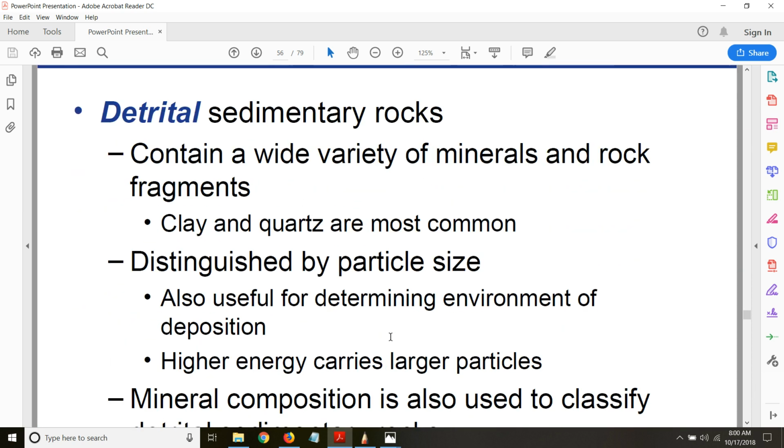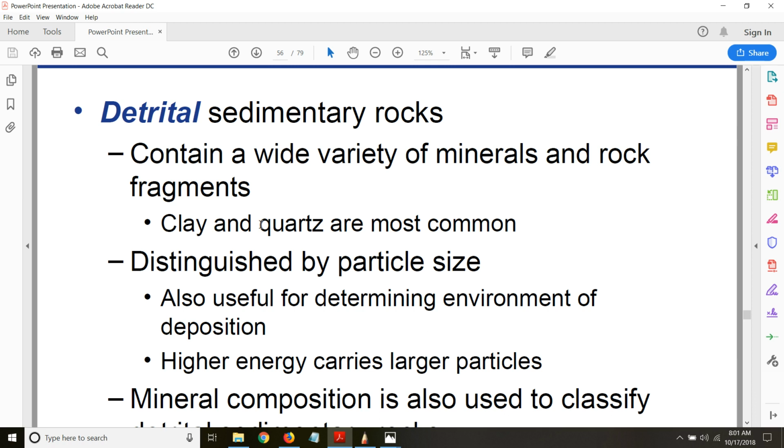Here is detrital sedimentary rock. These contain a wide variety of minerals and rock fragments. Clay and quartz are most common. Clay is most common because it is leftover or residue from the feldspar mineral, right? Feldspar is the most common mineral in our earth crust, and after going through the weathering process, the feldspar turns into clay minerals.